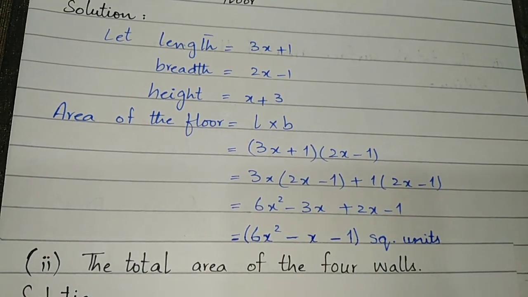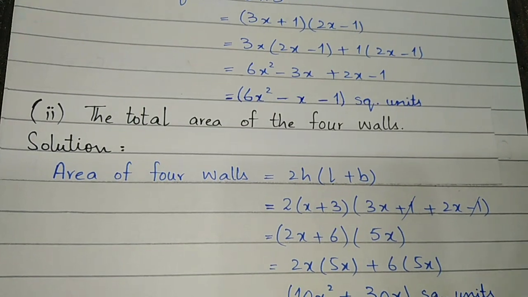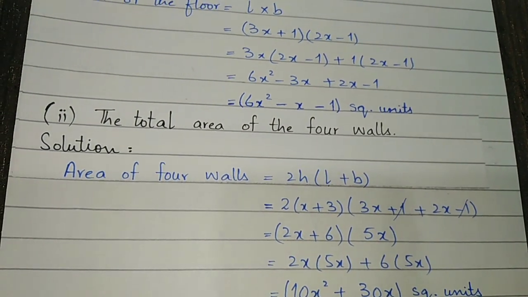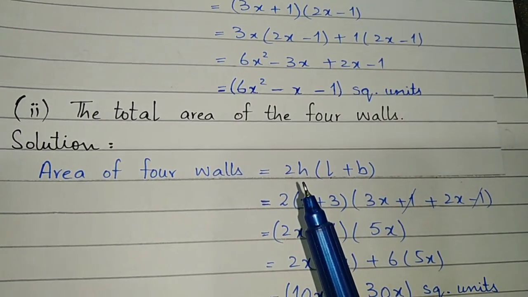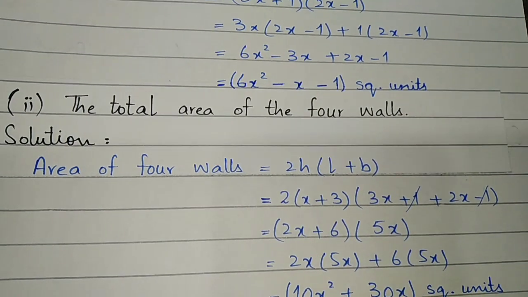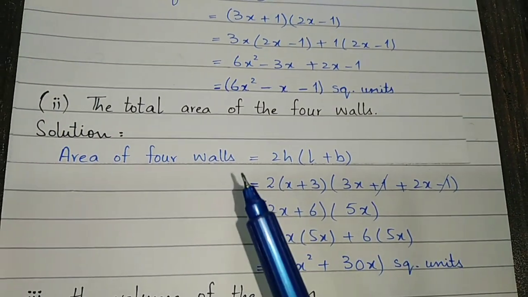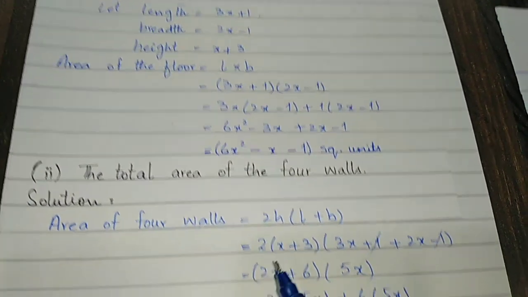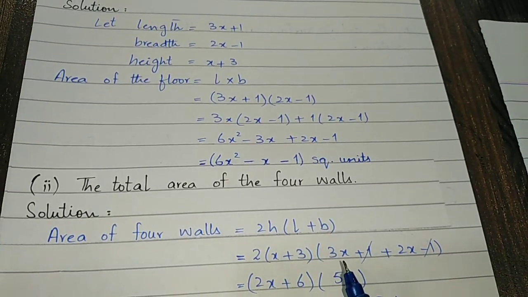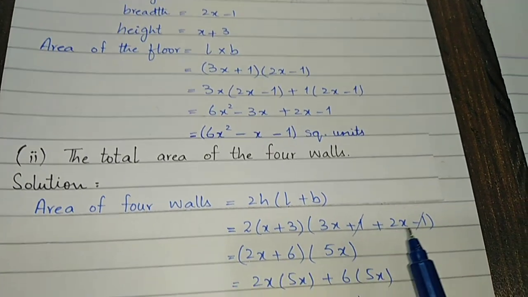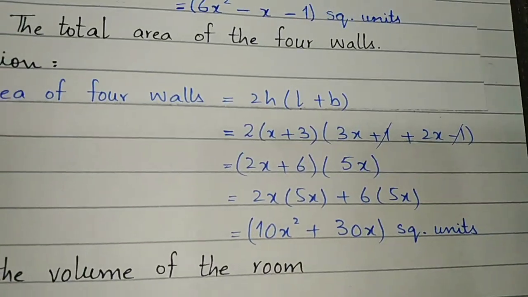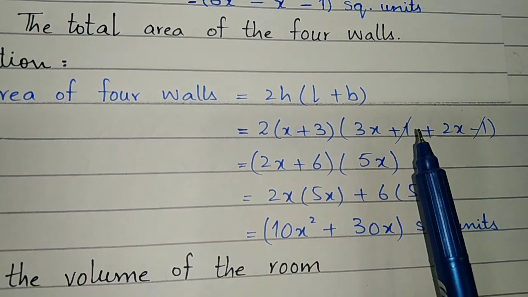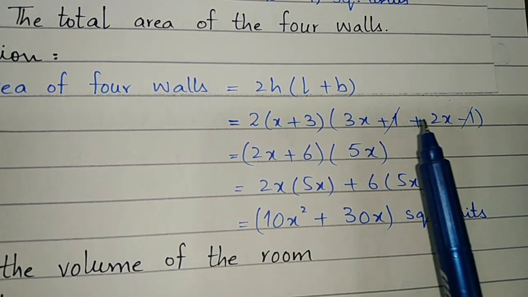In the second part, you have to find the total area of the four walls. So it means the height is also considered. So the area of the four walls will be 2 times height into (length + breadth). Now we have to apply the terms: 2, height is x + 3, length is 3x + 1 and breadth is 2x − 1. After putting the values, we see that the positive one is going to be cancelled out with the negative one.